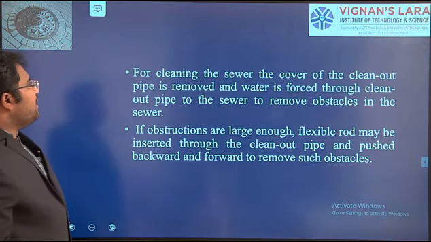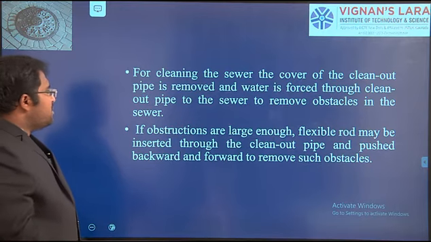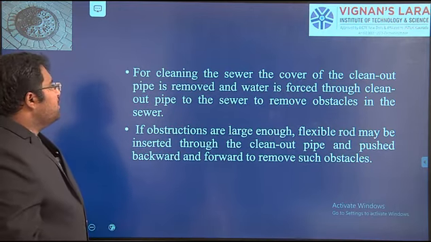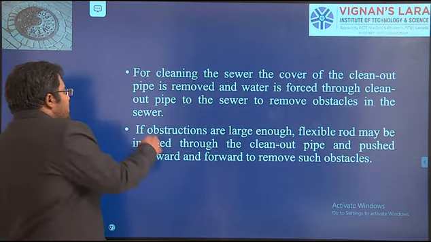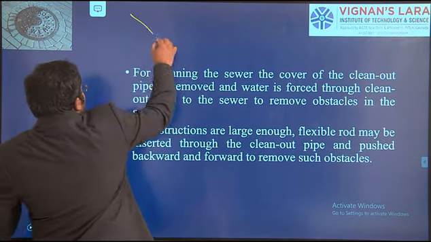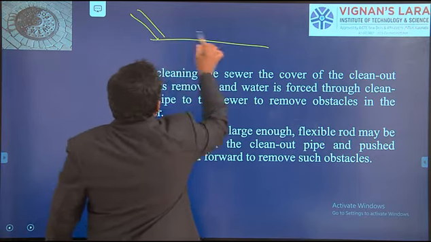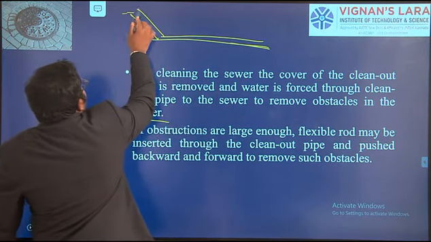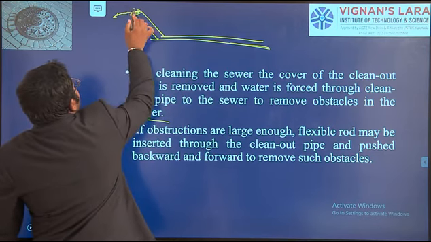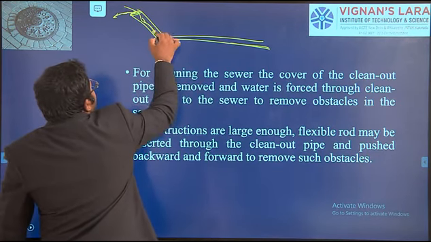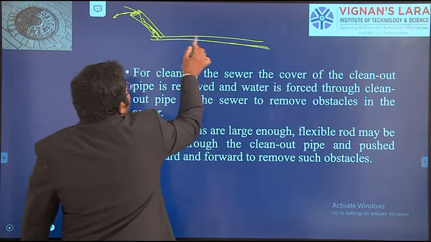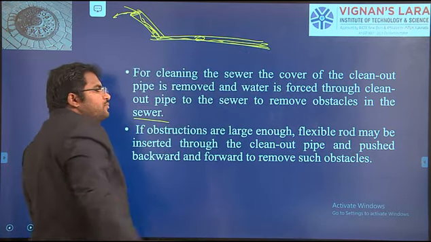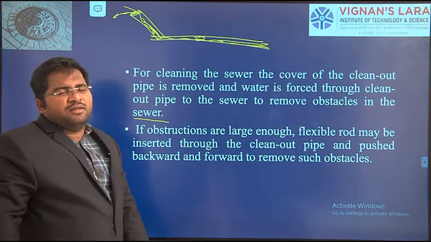Next, for cleaning the sewer, the cover of the clean out is removed. Water is forced through the clean out pipe into the sewer to remove obstacles in the sewer. If you have a clean out like this, this is the lateral pipe. Here we have a cover. We will remove the cover and send the water with high velocity, so that if there is an obstruction, it will flow and the obstruction will be removed.